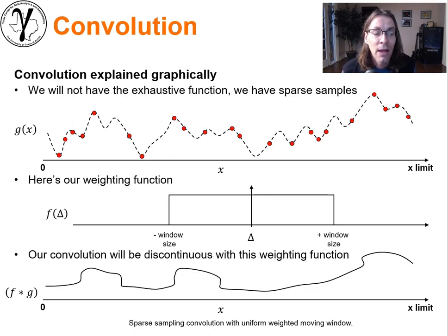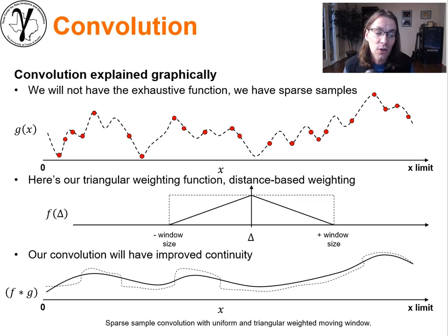But what's our problem? We don't have the exhaustive function. We have sparse samples in general. And if we apply a uniform window, what's going to happen is this value here is pretty high. It's isolated and high. And as the window moves across and we drop that value, it would cause a jump down. That uniform weighting would result in discontinuities in the function. This could be a concern for the purpose of making interpolations.